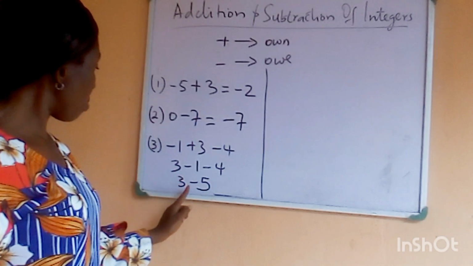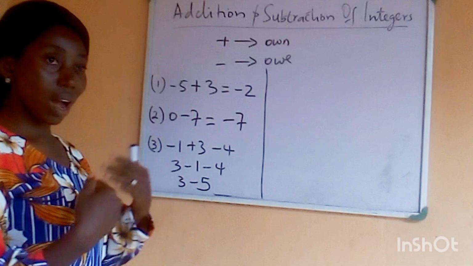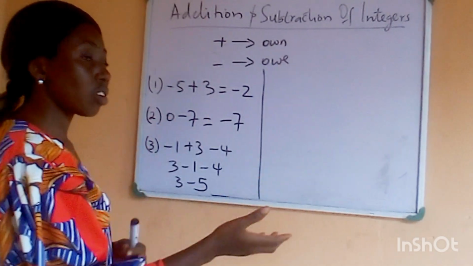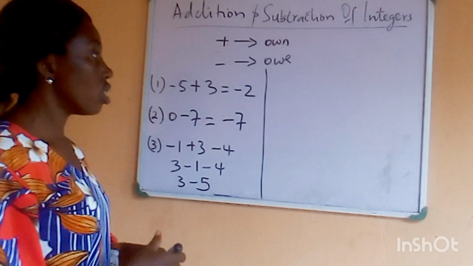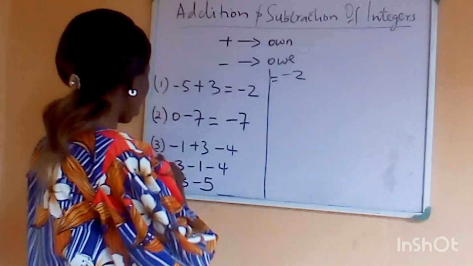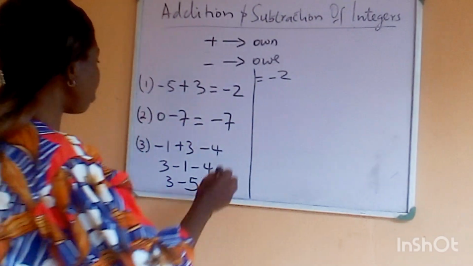Now if you have 3 minus 5, 3 here shows plus 3, which means you have 3 and you're owing 5. So when you give out 3 out of the 5 you are owing, you are still owing that person 2. So the answer for this one is minus 2.